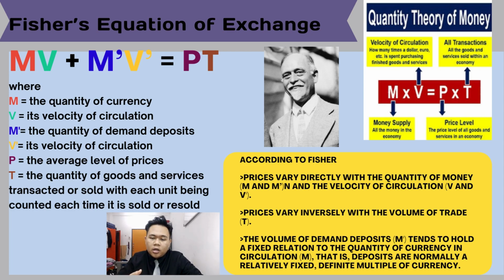According to Fisher, prices vary directly with the quantity of money M and M', and the velocity of circulation V and V'. The price level varies inversely with the volume of trade T. The volume of demand deposits M' tends to hold a fixed relationship to the quantity of currency in circulation M. That is, deposits are normally a relatively fixed proportion of currency.